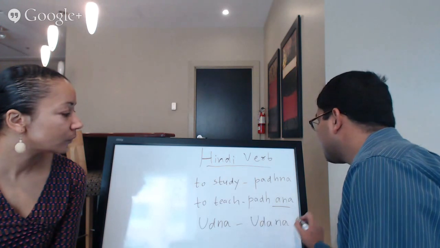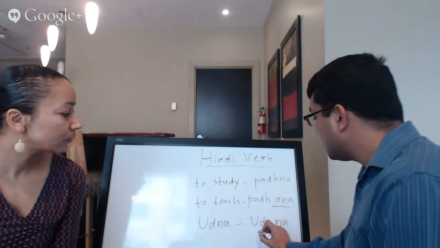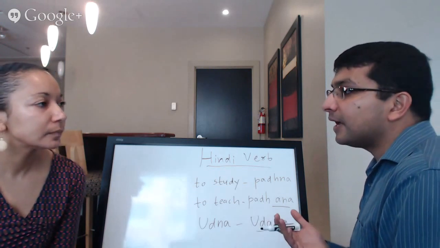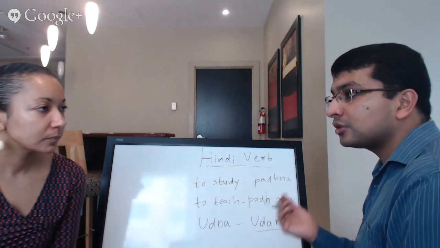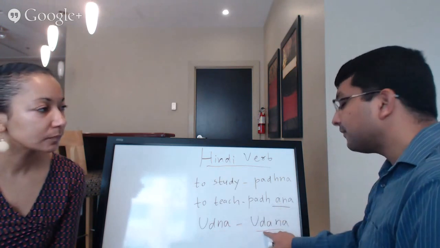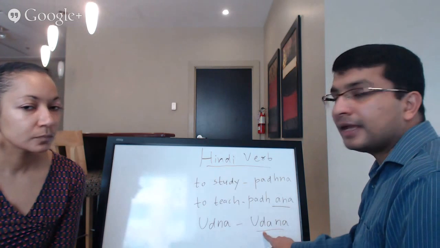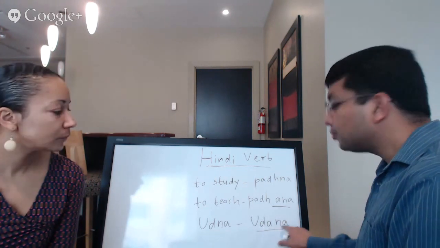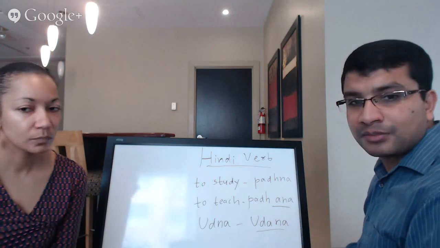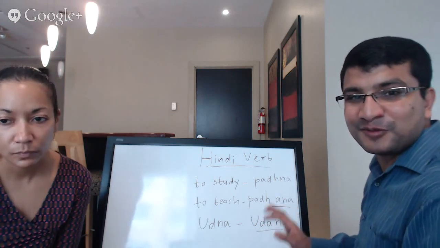Udana. So udana, again to repeat, when I want to say bird flies, pakshi or bird, udta hai. Whereas when you want to say I fly an airplane, मैं airplane उड़ाता हूँ. Okay. Let's do some more examples because initially it may be a bit confusing.